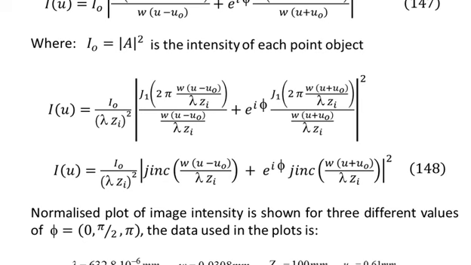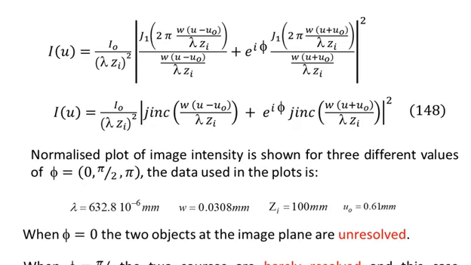equal to I naught over lambda zi whole square, and the absolute square of the Jinc of w multiplied by u minus u naught divided by lambda zi plus e to the power iota phi multiplying with the Jinc of w times u plus u naught divided by lambda zi, and you know that this is the absolute square of this quantity. So this is the time where we can analyze this intensity, that is the intensity due to the coherent image. For that, we are using some parameters which are listed.